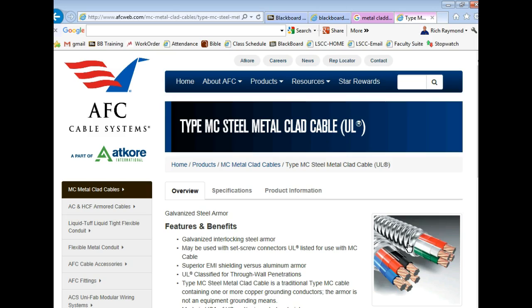So that way it gives the suspended ceiling the ability to move. Your air conditioning system, if you've got an outside air conditioning system, they probably run metal clad cable from your disconnect over there, because your whole air conditioner just constantly does what? Constantly vibrates.